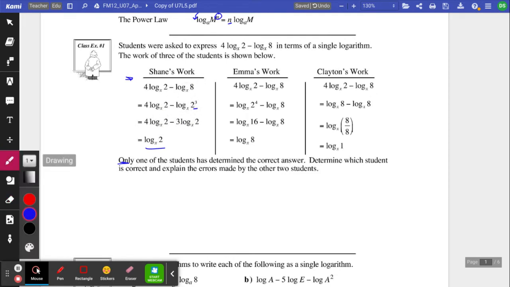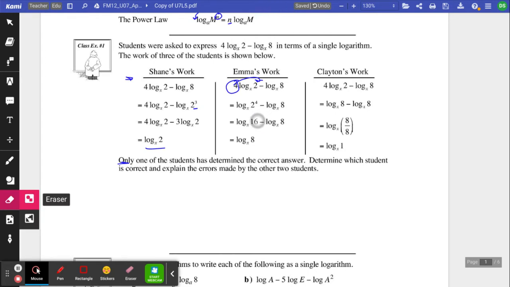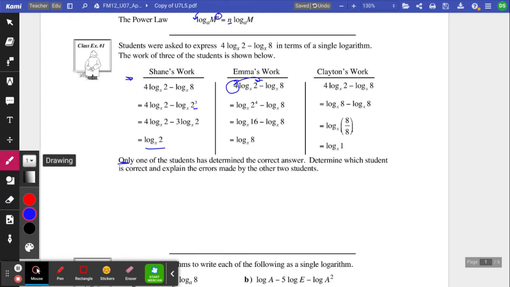What did Emma do? Emma put this coefficient that's multiplying the log, she wrote it as an exponent of the 2, which is totally allowed. And then she said 2 to the 4th is 16. Good stuff. And then she wrote log 16 minus log 8 is somehow log 8. No, this is wrong, right? It should be, if you have 2 logs being subtracted, they can become 1 log with the arguments divided. You don't subtract the arguments ever. So this is wrong.